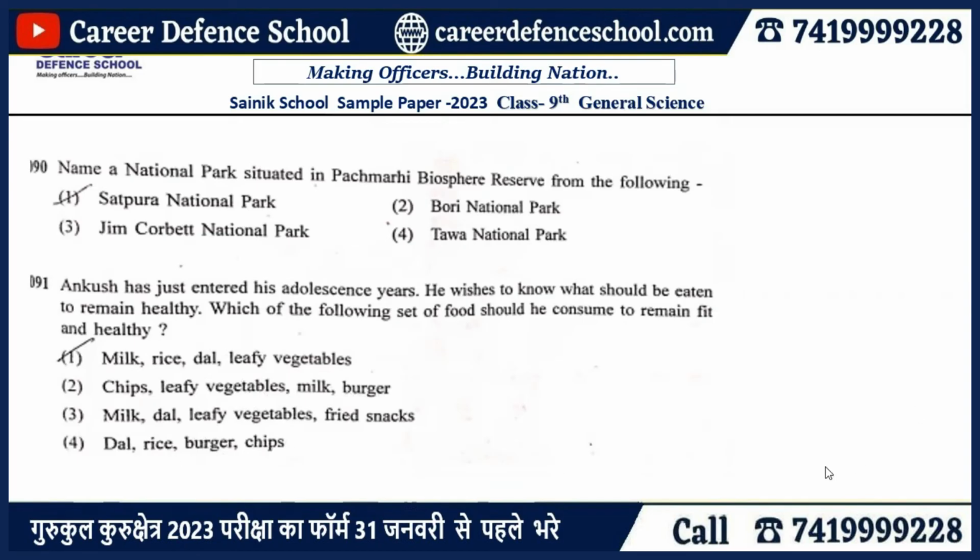Okay, some options contain fast foods, and fast foods are not good for health. So from this we can tell the correct option for this question is the first, that is milk, rice, dal, leafy vegetables, which contains all kinds of nutrients. Okay, carbohydrates, proteins, and so on.